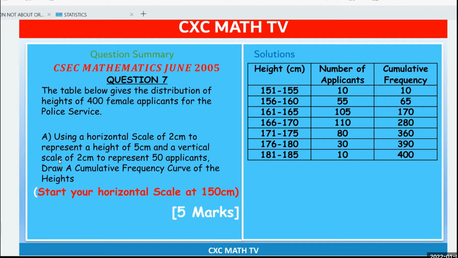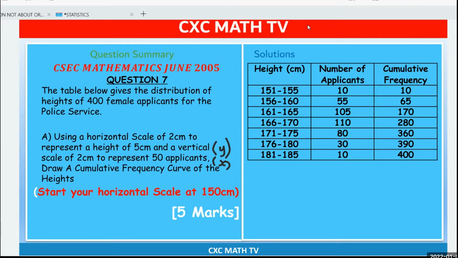Anytime we hear vertical scale, that is talking about the y-axis. And then we need 2 centimeters to represent 50 applicants on the horizontal axis. So the horizontal axis, that is always the x-axis. And then it says draw a cumulative frequency curve for the heights. And it gives us in brackets, start your horizontal scale at 150 centimeters. So now we're going to do this question.